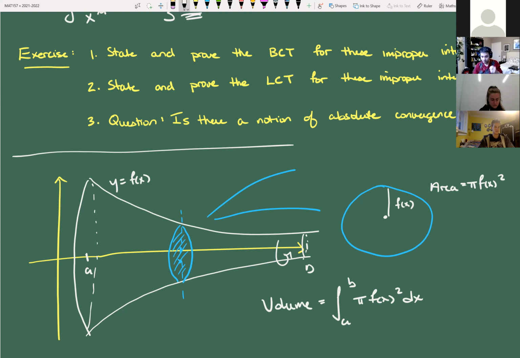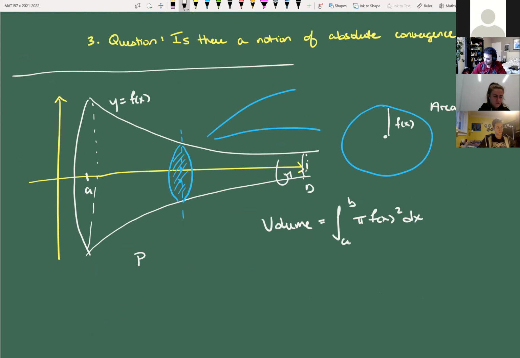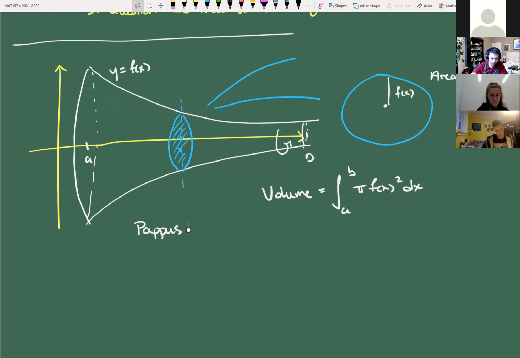And the answer is this very old theorem. I feel I've mentioned Pappus's theorem in one class. Was it this class? I don't remember which class I mentioned Pappus's theorem in. Did I mention Pappus's theorem in this class? No. So do you know what a geometric centroid is? Pappus, P-A-P-P-U-S. Does anyone know what a geometric centroid is?